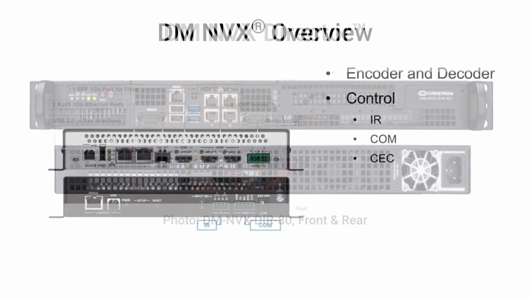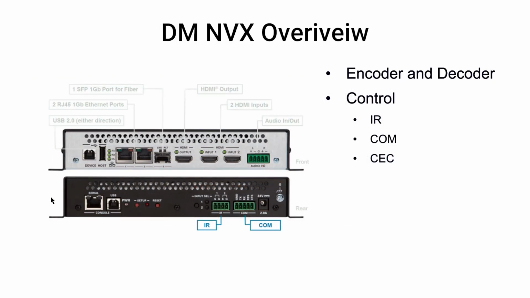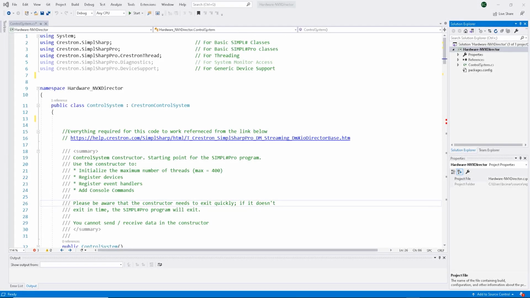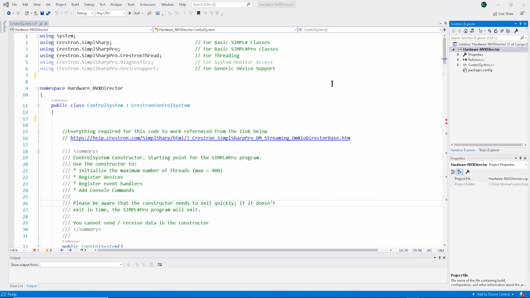system. In the previous tutorial, we have already showed and programmed a point-to-point DM NVX system. Now, we're going to show you how to create the necessary C# code to control routes within the DM NVX Director. I started a project called Hardware NVX Director, imported the NuGet packages, and deleted the default class, Class 1. You know how to do these steps from previous tutorials.